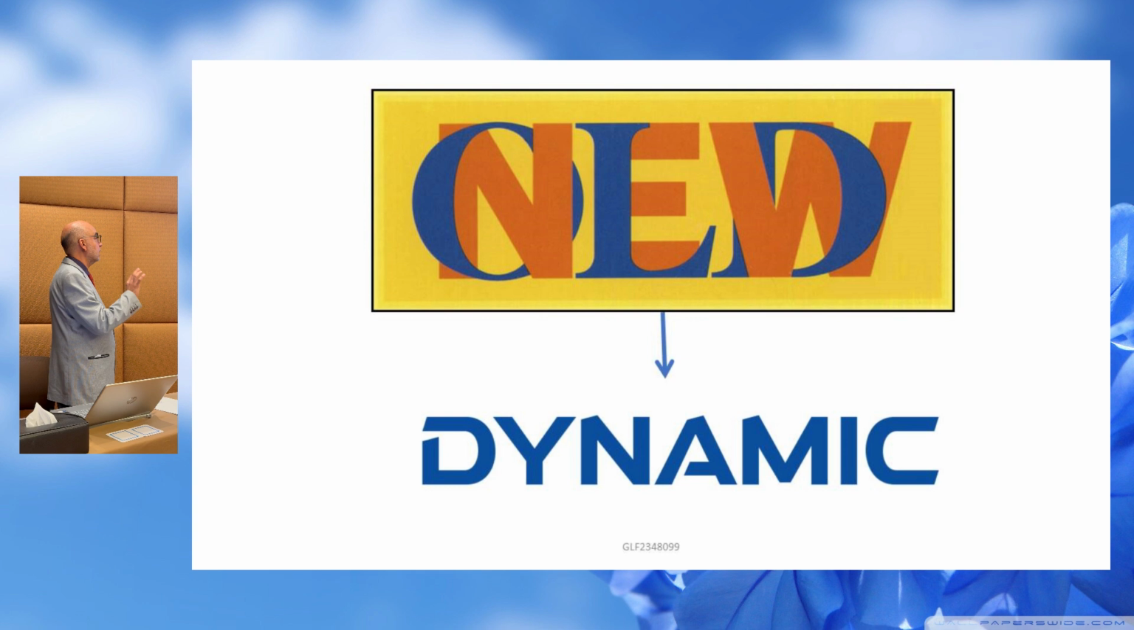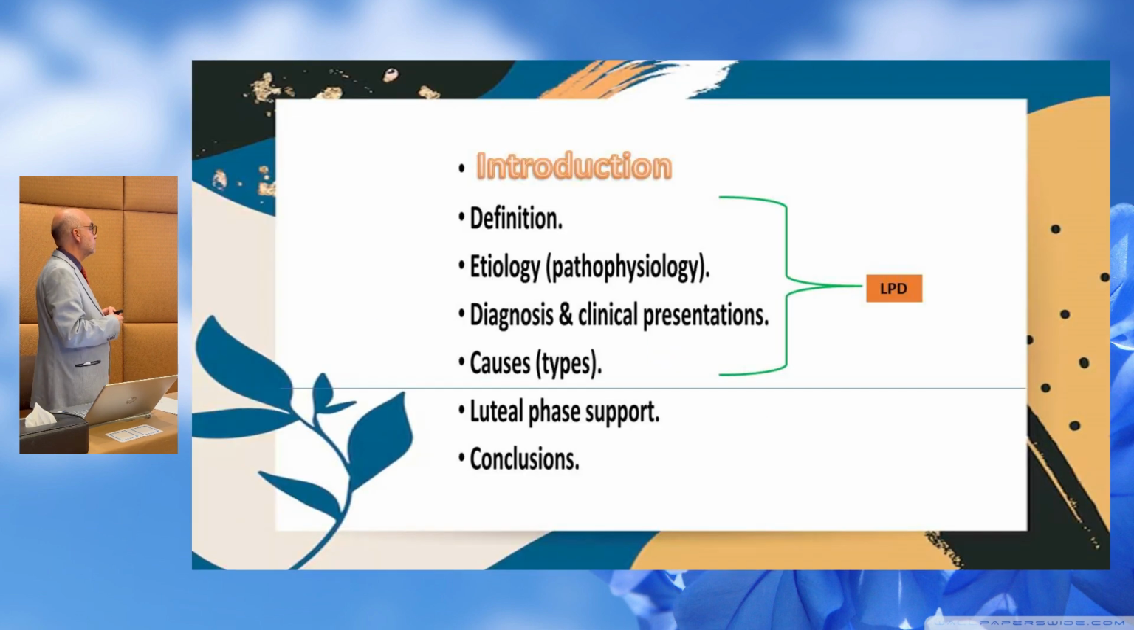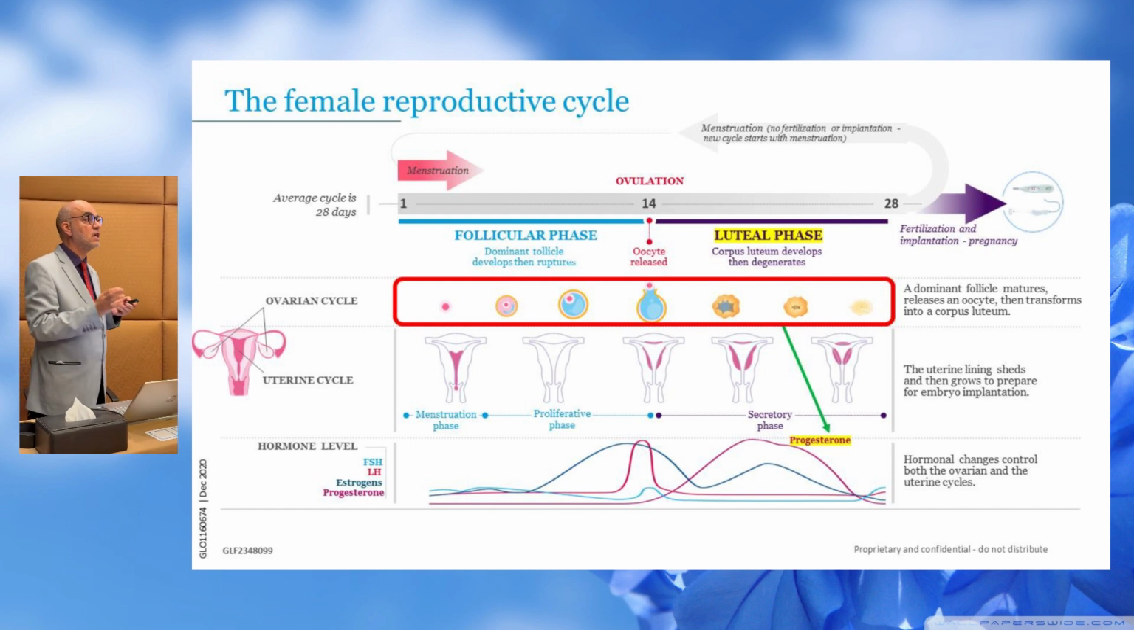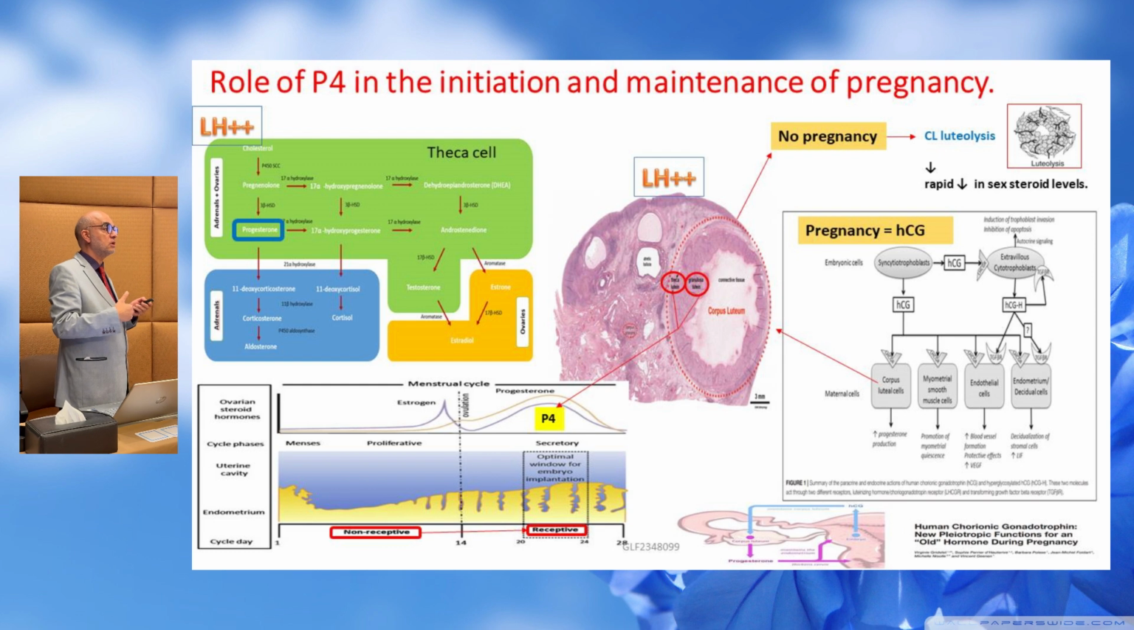So I'd like to highlight the main items of this discussion, including introduction, definition, etiology, diagnostic and clinical presentations, causes or types, and I put a line. This is regarding luteal phase defect, and then we will discuss luteal phase support, which is the main target of this topic. We know that the luteal phase is the phase of progesterone, which comes from the theca cells under the stimulation effect of luteinizing hormone, LH.